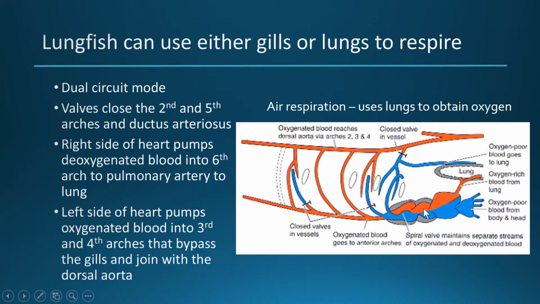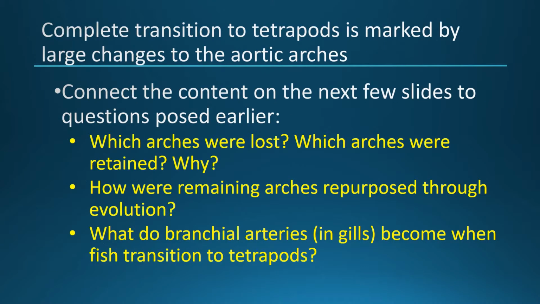When oxygen is obtained, you come down here to the left side of the heart, and then when it goes out, things like the spiral valve and so forth in the heart push it in the right direction, it's going to get wrapped around into these 3rd and 4th arches. And you notice that the valves on those are now open. So now this oxygenated blood can go through here, bypass the gills, and move on its way to supplying the body with oxygen. That's kind of a partial transition.